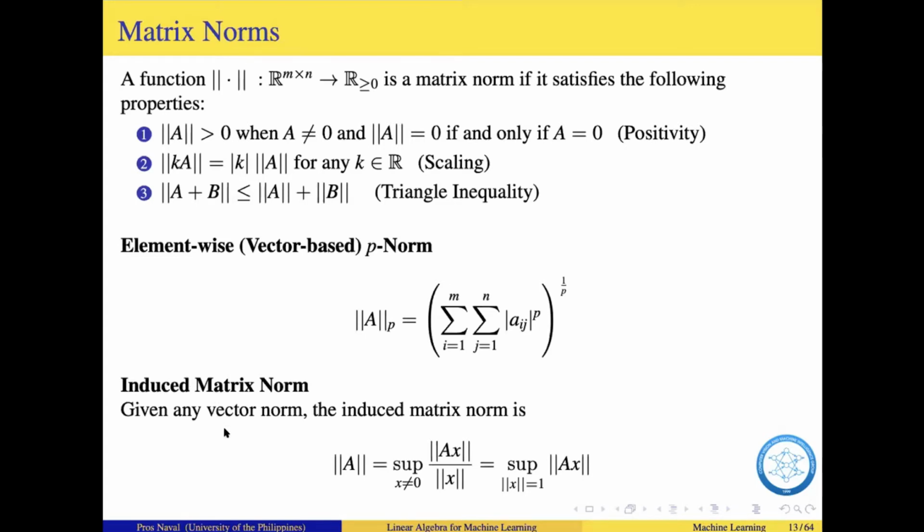Here's the definition of the matrix induced norm. Given any vector norm, the induced matrix norm is the supremum of the norm of AX divided by the norm of X. And it's equal to this. So the supremum is the least upper bound.